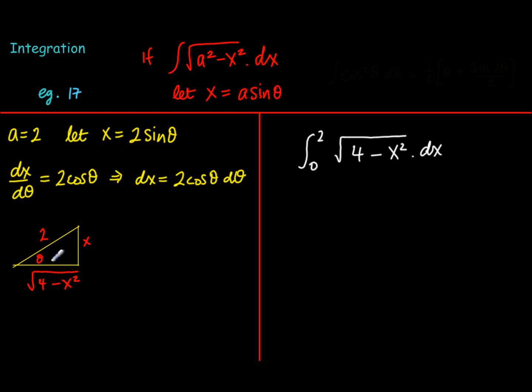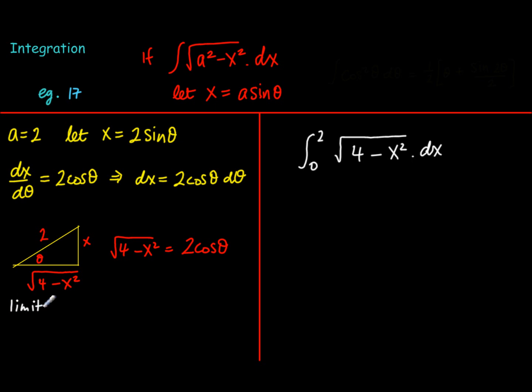Considering cos theta, adjacent over hypotenuse, is equal to the square root of 4 minus x squared over 2. Therefore, the square root of 4 minus x squared is equal to 2 cos theta. And this is the important result. If you learned this off, it would make this easier.